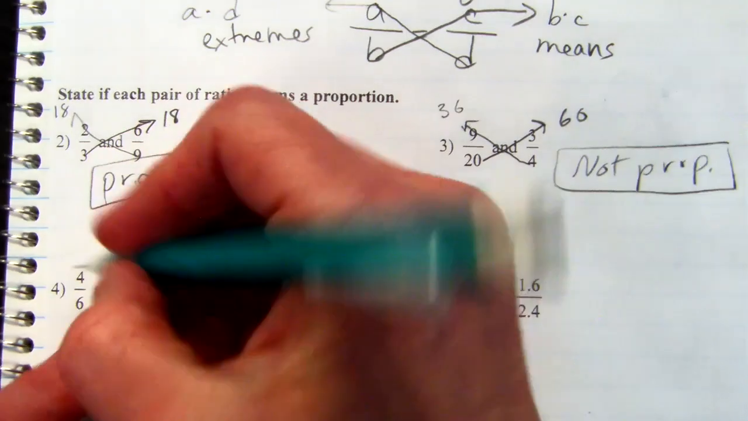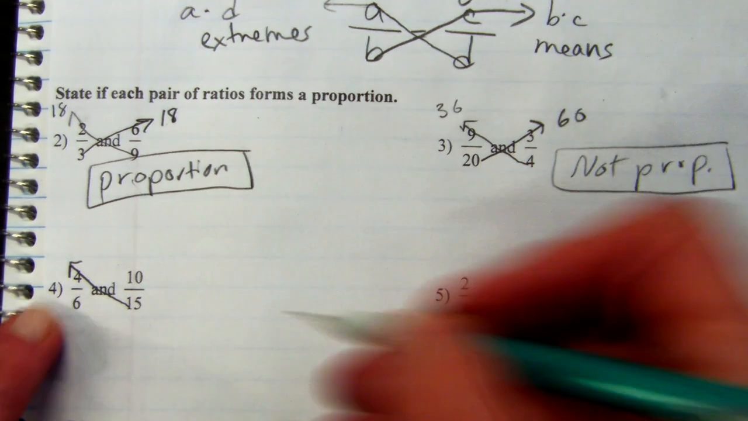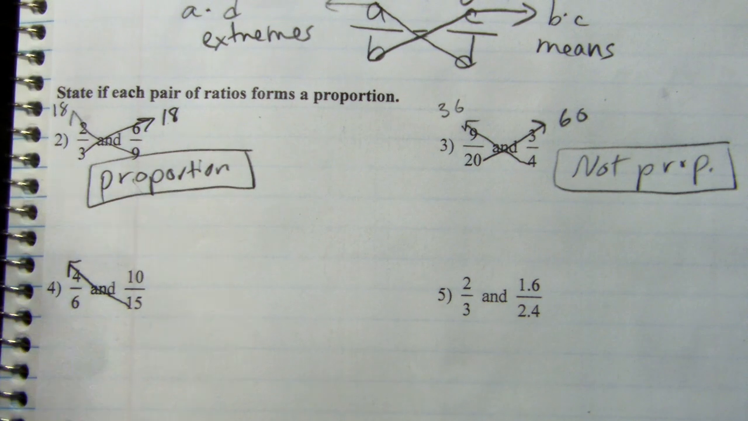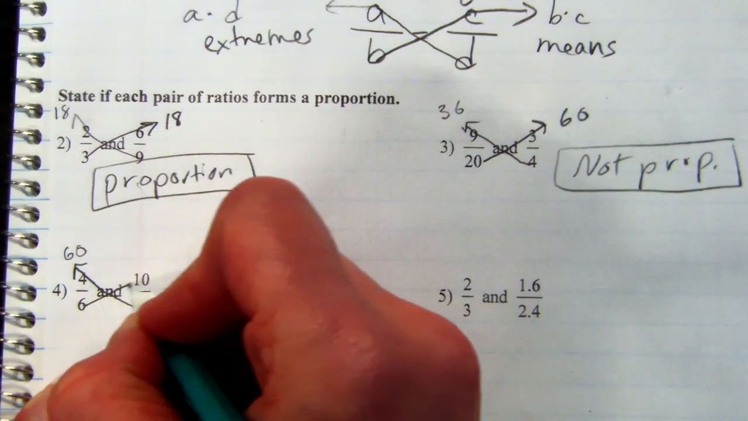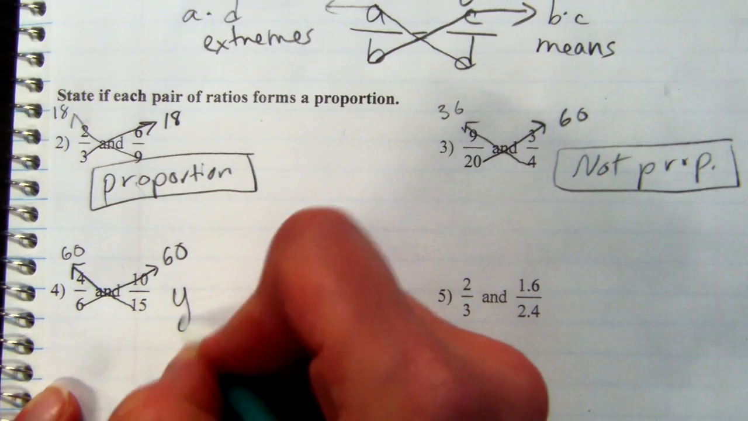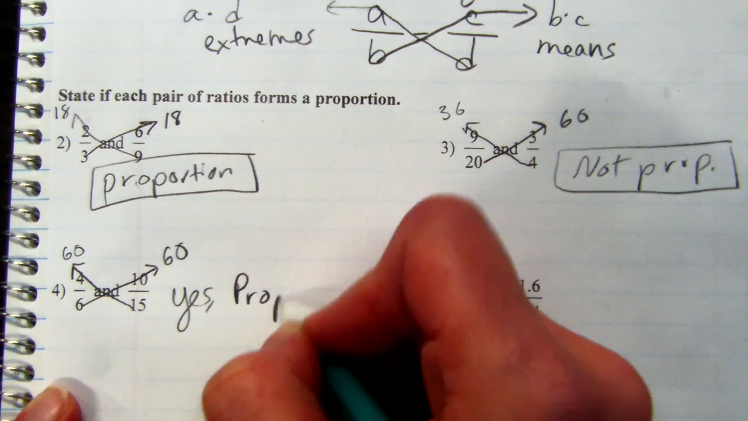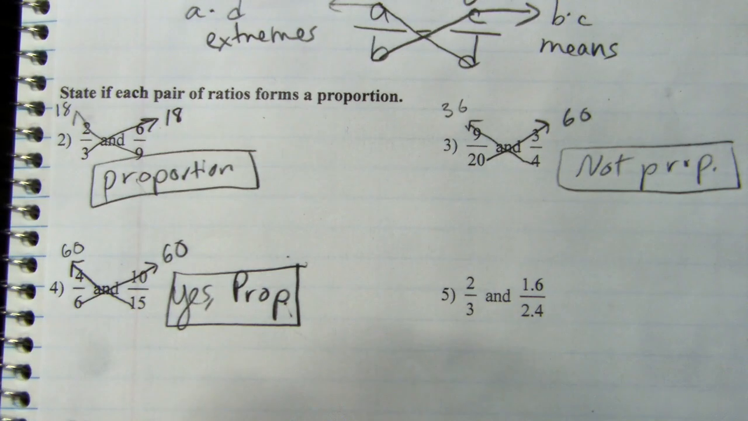Okay, so down here, 15 times 4. I always think of 15 minutes like an hour. So if there's 4 15-minute increments, that's a whole hour, right? So that would be 60. And then 6 times 10 is also 60. So that one would be yes, it's a proportion. So you could put yes, you could put prop, either way.